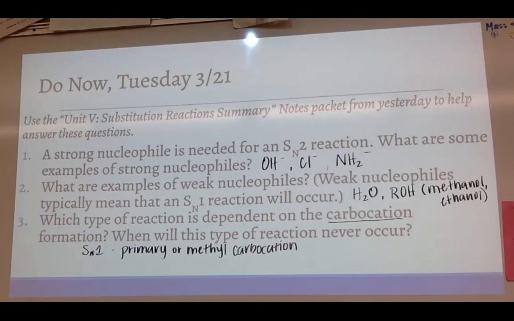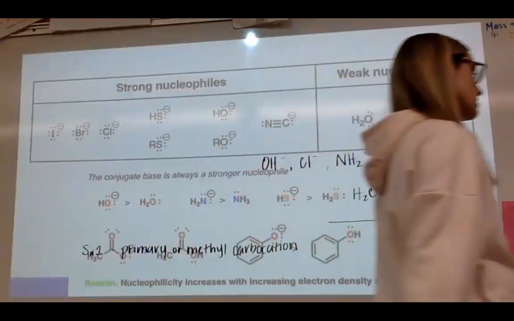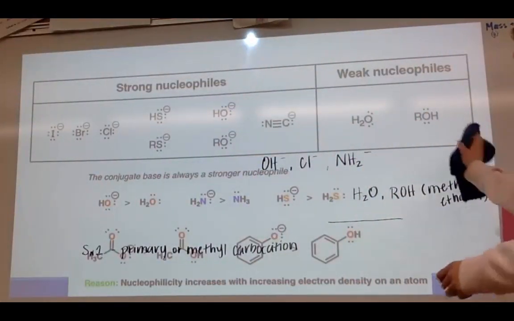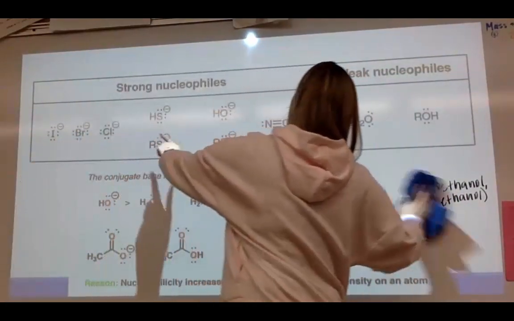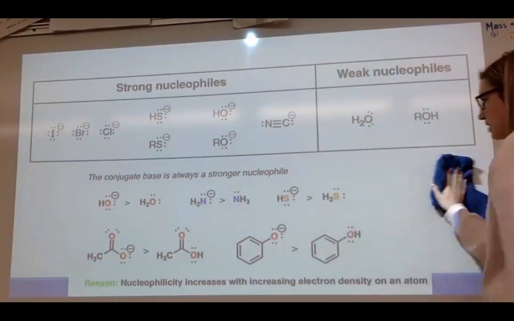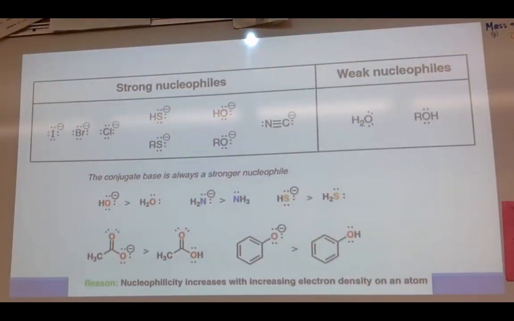So that's looking at the do now, kind of some of the background information for SN1 and SN2 reactions. What we are going to do, we're going to go through some stuff within the notes. So you do want the summary notes out if you don't have them out already. So just to kind of start, and this is all within the do now slides. So if you need to go back and look at any of this, this top table box thing is actually in your notes. This one with the strong and the weak nucleophiles.